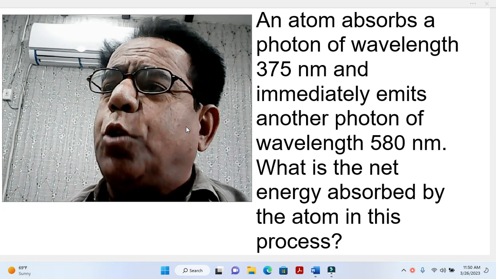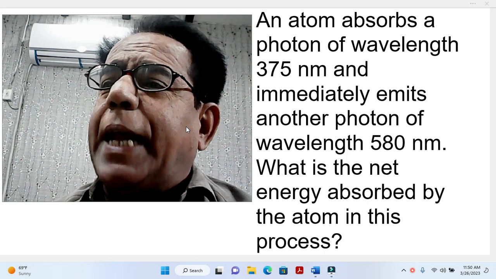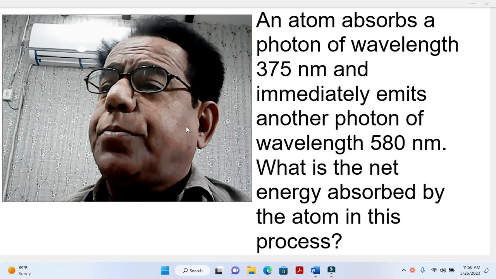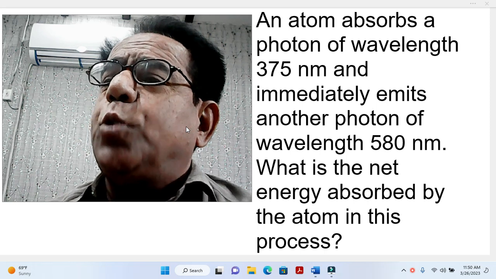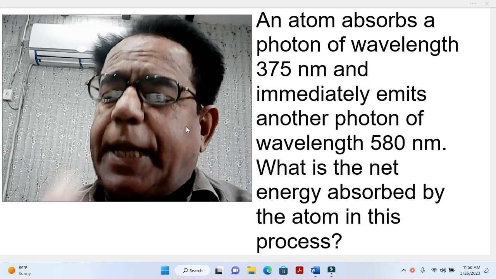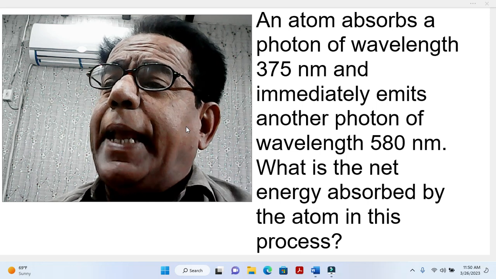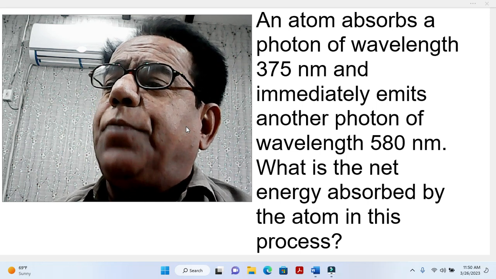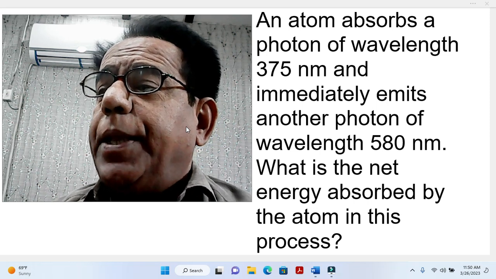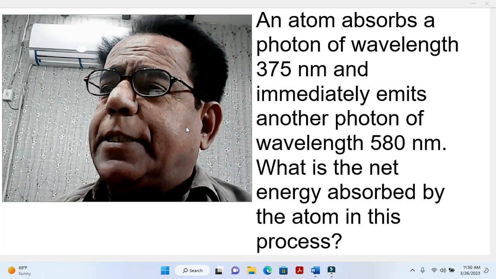An atom absorbs a photon of wavelength 375 nanometer. Nano meaning 10 to power minus 9. An atom absorbs a photon of wavelength 375 nanometer and immediately emits another photon of wavelength 580 nanometer. What is the net energy absorbed by the atom in this process?